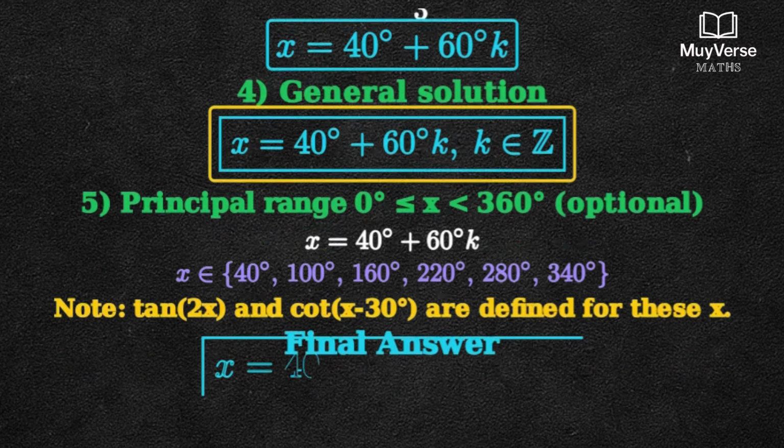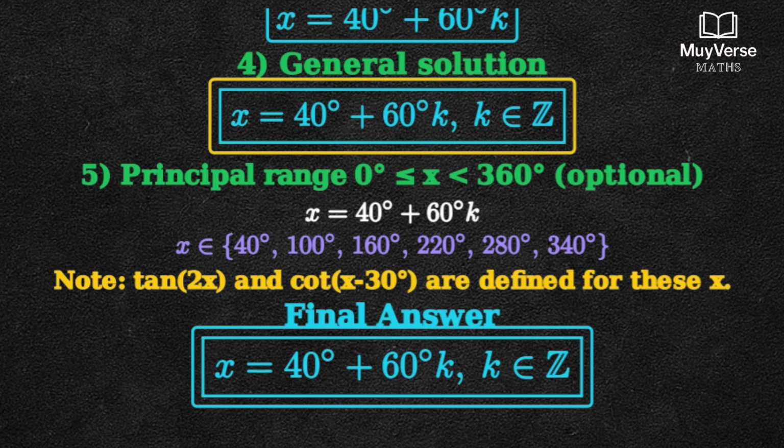Final answer. X equals 40 degrees plus 60 degrees times k, where k is any integer.